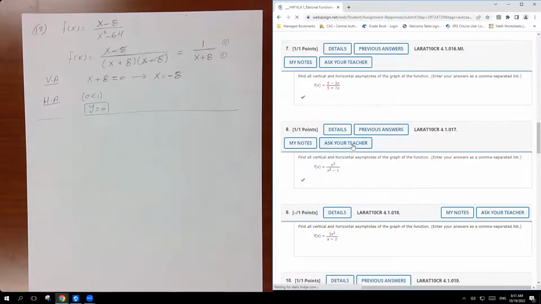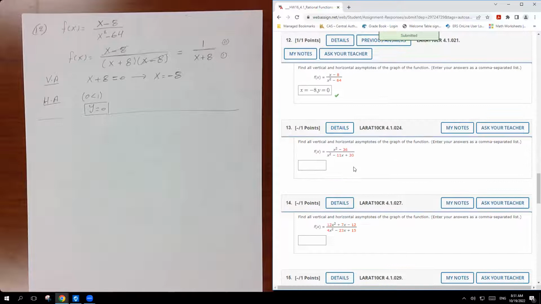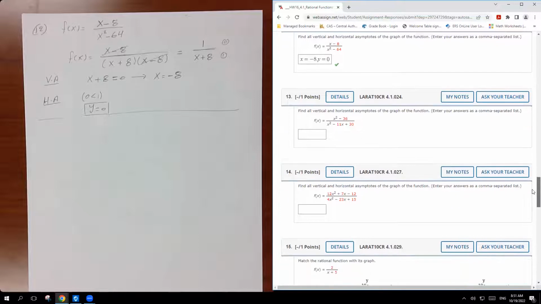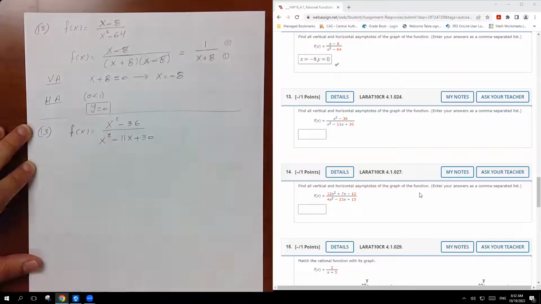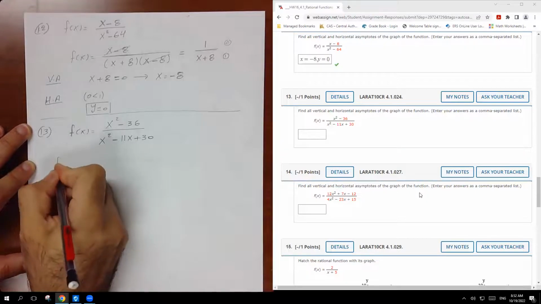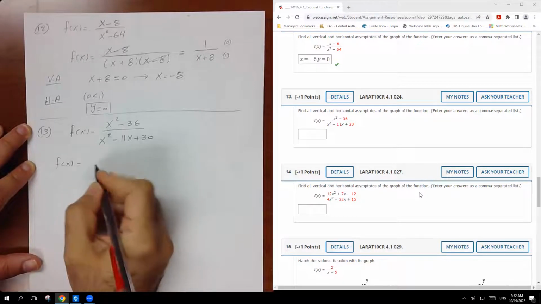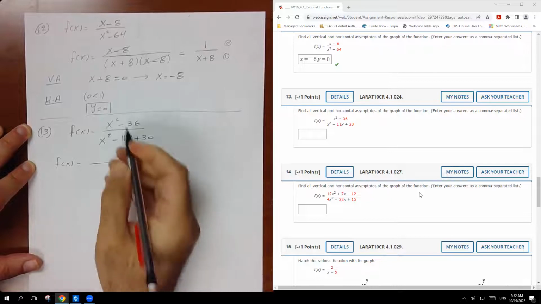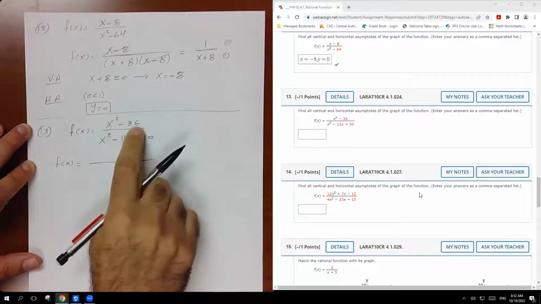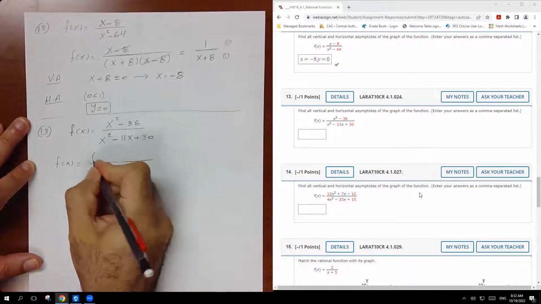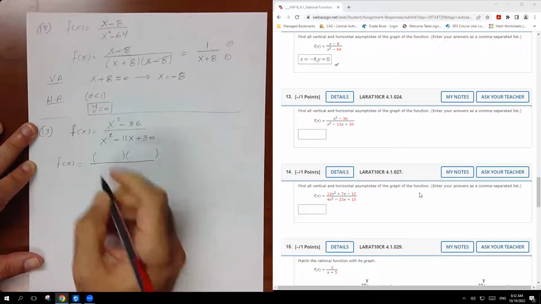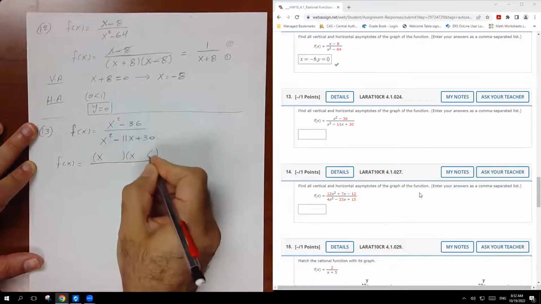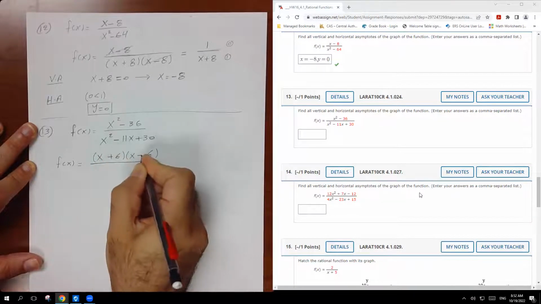Example 13. Now this is a little bit different. Example 13, 14, and 15. These examples are different. So we're going to do the same thing. We're going to simplify the function. So f of x equals. On the top part is the difference between two squares. So I'm going to open two parentheses. I'm going to say x, 6, 6, and 1 plus, 1 minus.